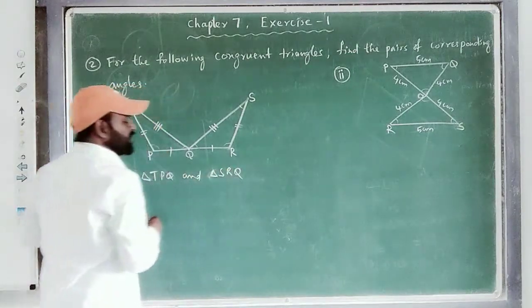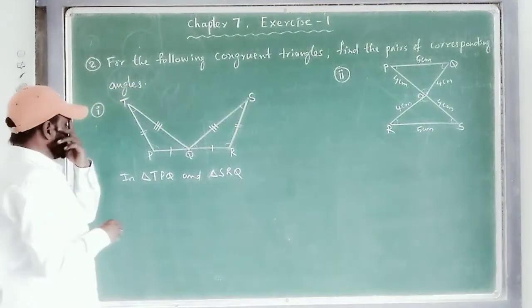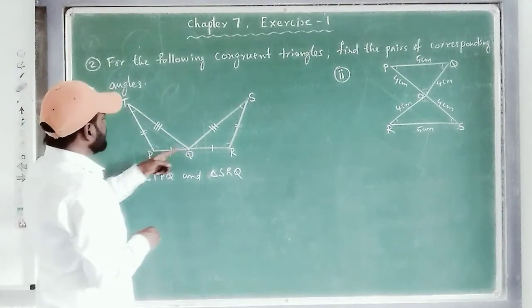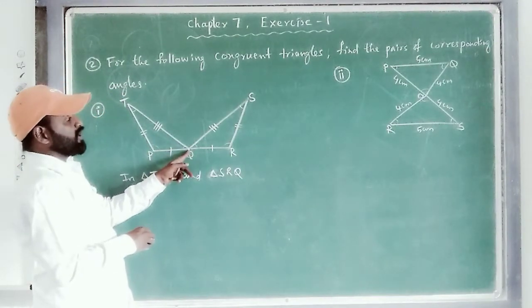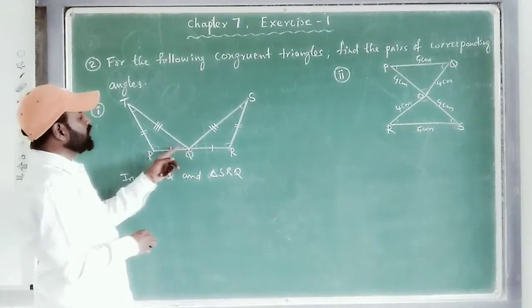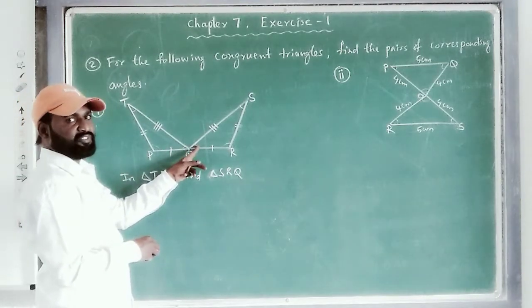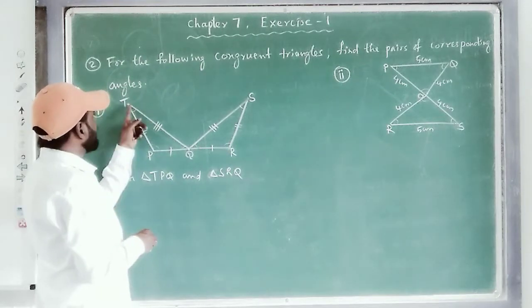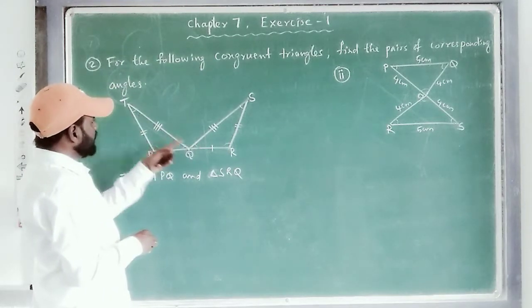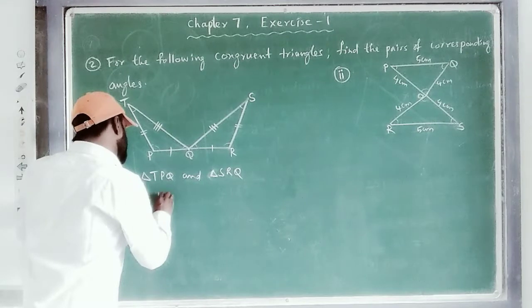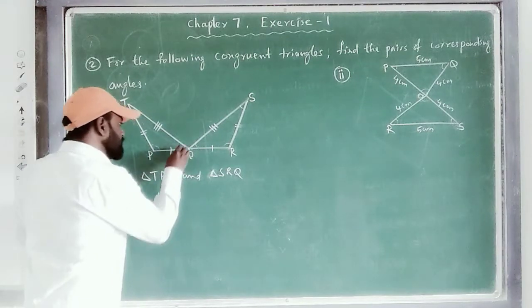We have to identify the angles which are equal. So first I am writing TQP. Q is the angle for both, so if you write only Q, whether this side or that side, you will be in confusion. That is why we have to write this angle particularly as TQP. Angle TQP, that means this part.